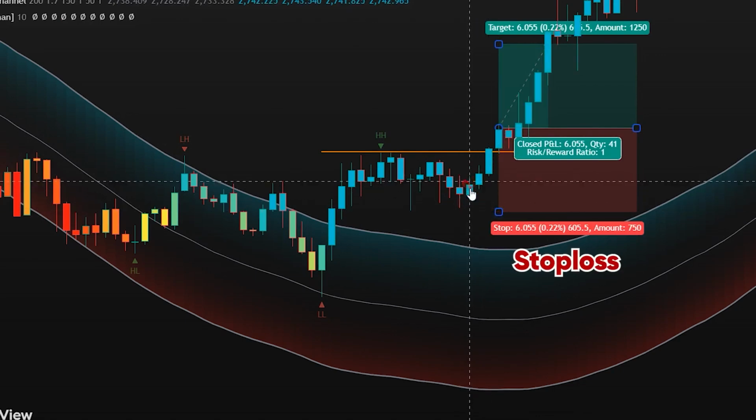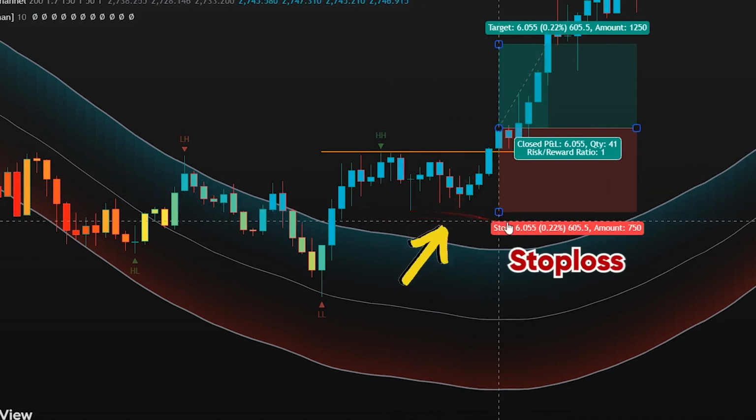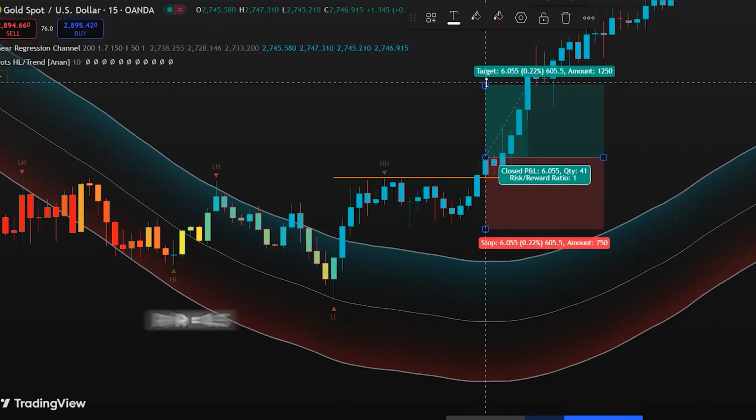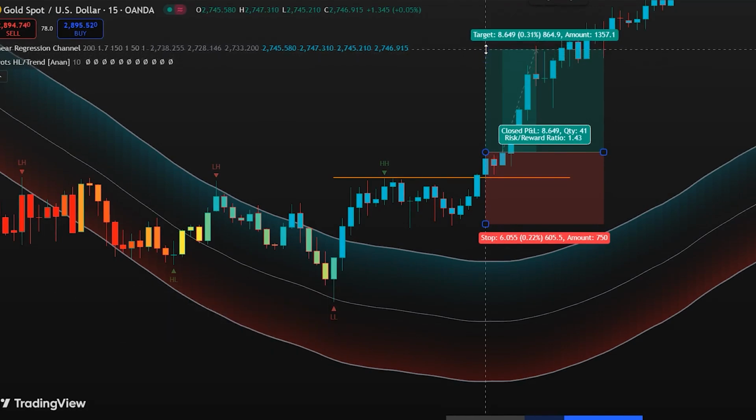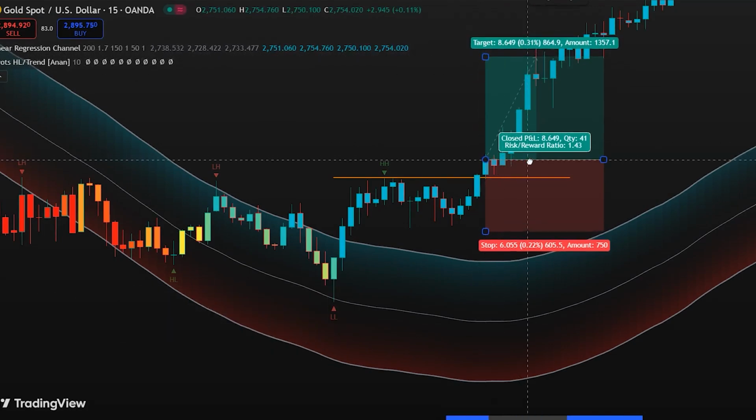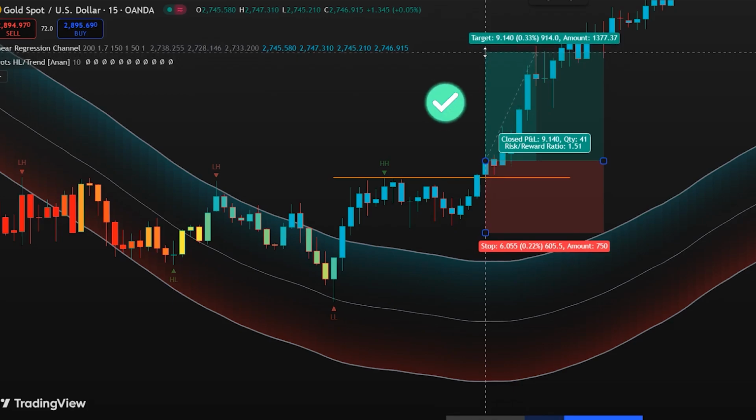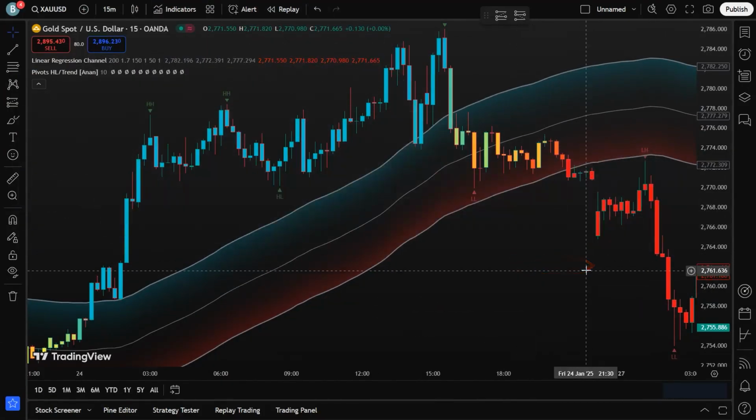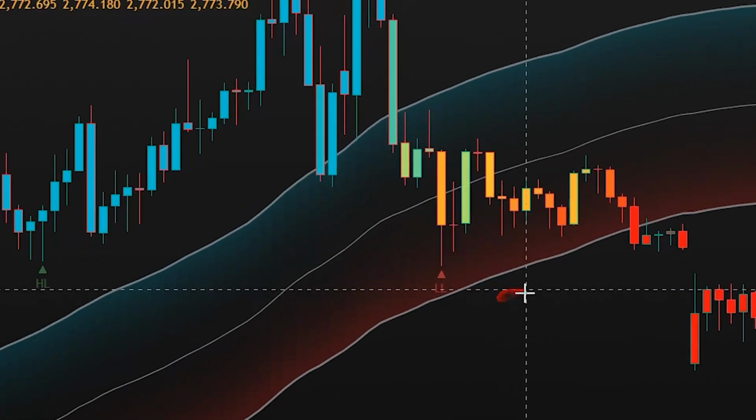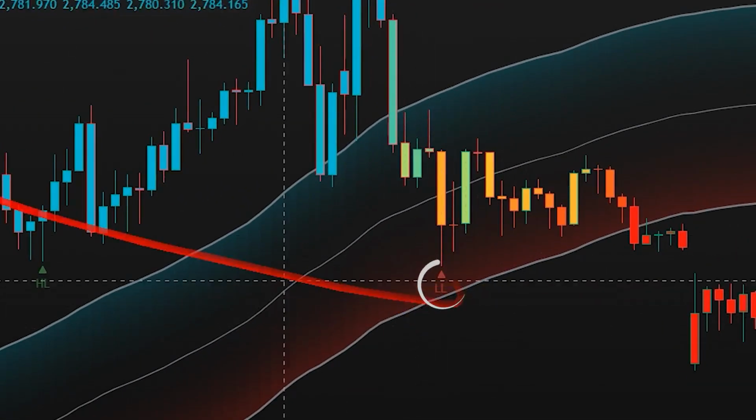Set your stop loss a little below the last swing low, and for the take profit, just consider a risk to reward ratio of 1 to 1.5. Now the only thing you have to do is wait to reach your desired take profit. For a sell trade, you have to do the opposite of this process. Just make sure you are looking for a lower low.